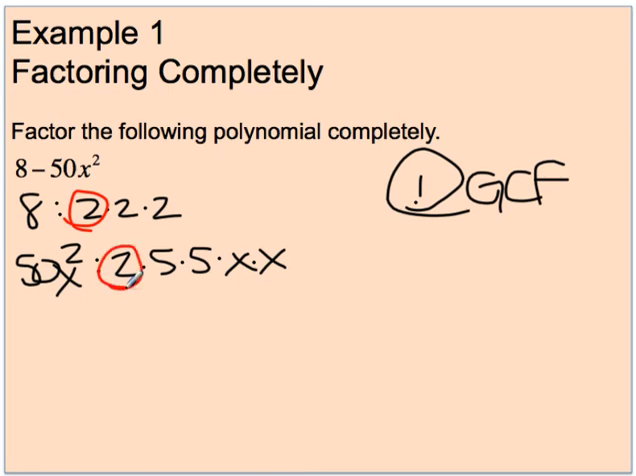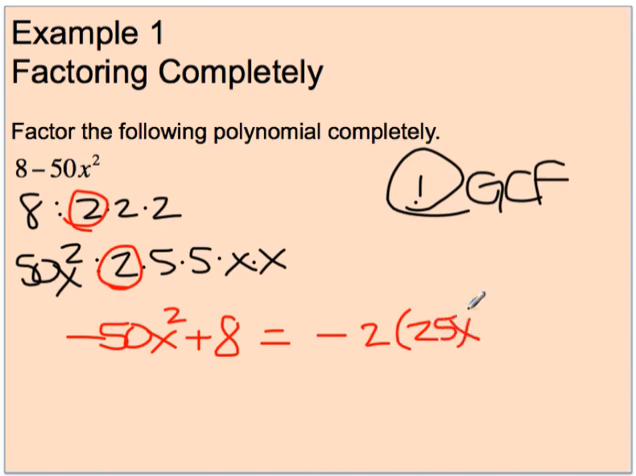So I'm going to change the order, and I'm going to write this as negative 50x squared plus 8. Then I'm going to rewrite this, but I'm going to pull that 2 out. And in fact, since I've now rewritten it to have the negative in the front, I'm going to pull out a negative 2. So I'm going to have negative 2 times 25x squared minus 4.